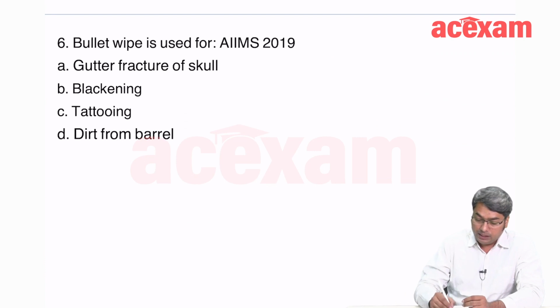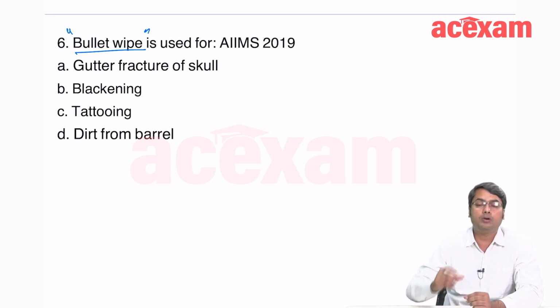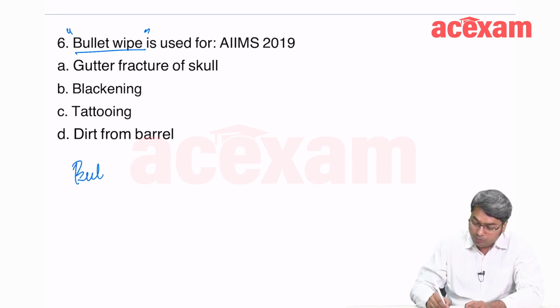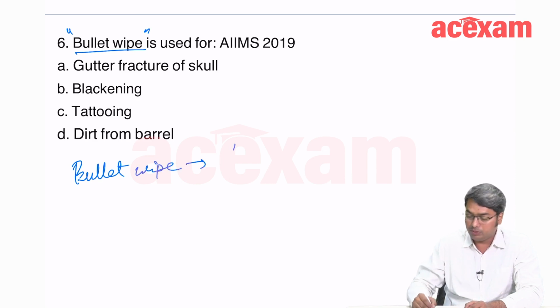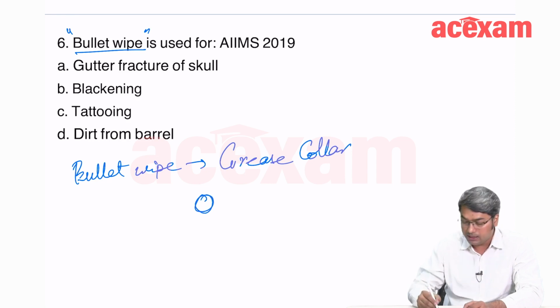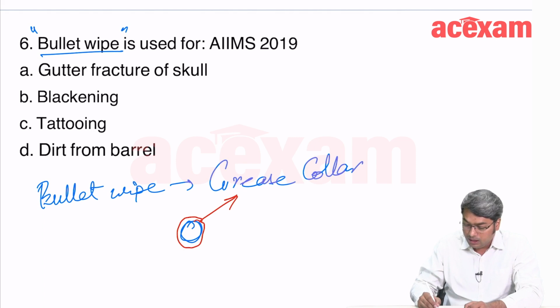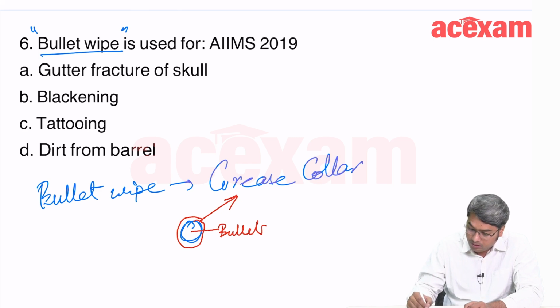Next, bullet wipe. The term bullet wipe was used in an AIIMS 2019 question. Bullet wipe is the term we use for the dirt, grease or metals present inside the barrel. The bullet wipe is also responsible for production of the grease column. When a bullet is fired from a gun, the grease inside the barrel is wiped by the bullet and that appears as a grease collar. So the answer is dirt from barrel.